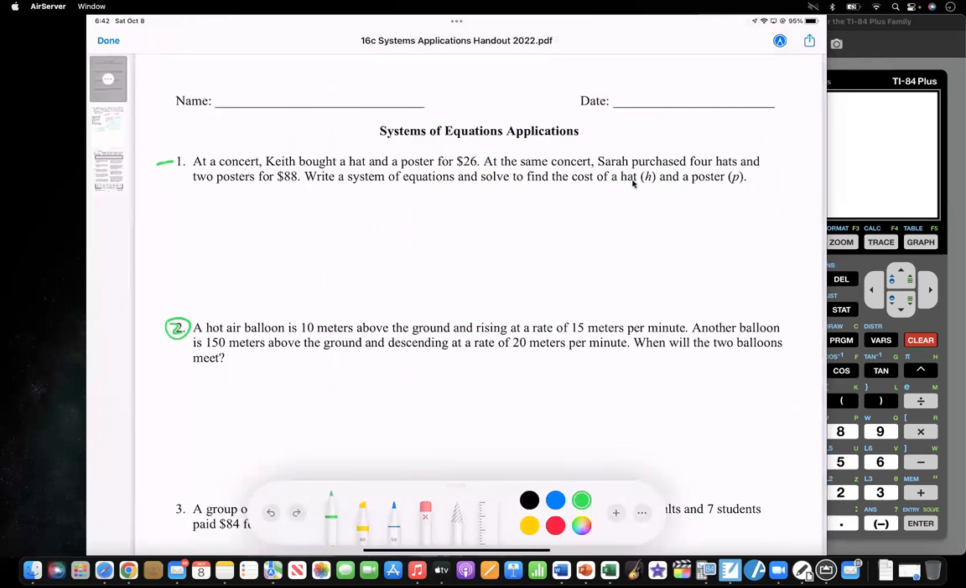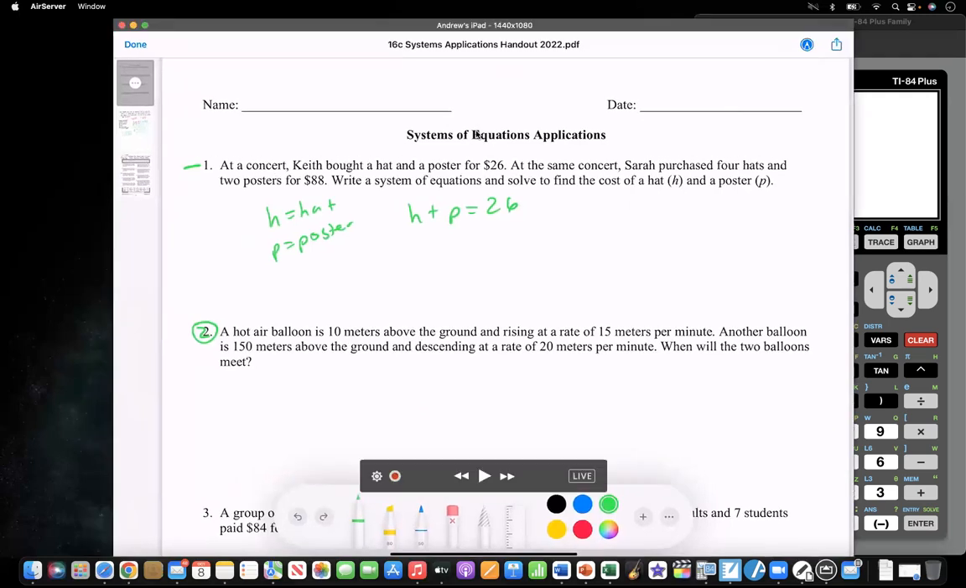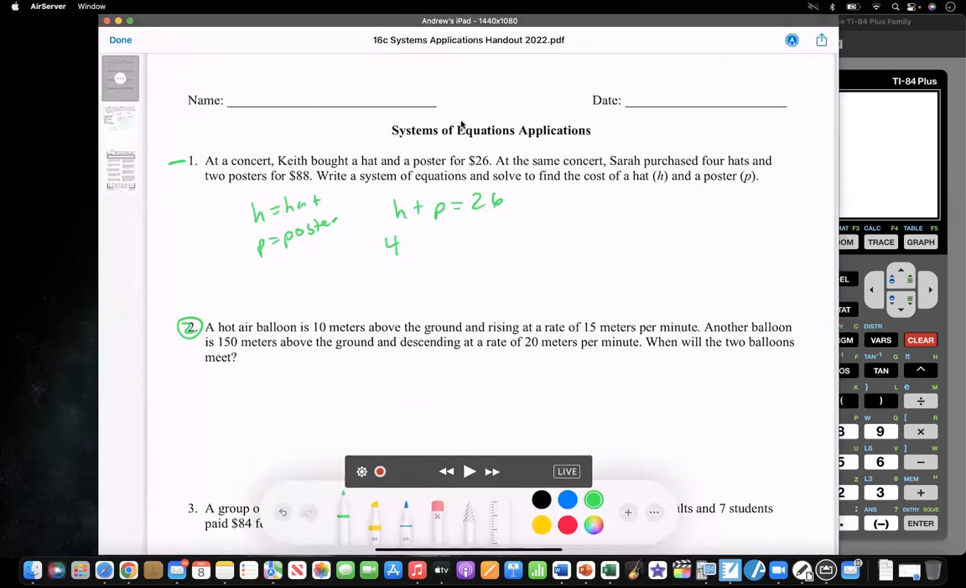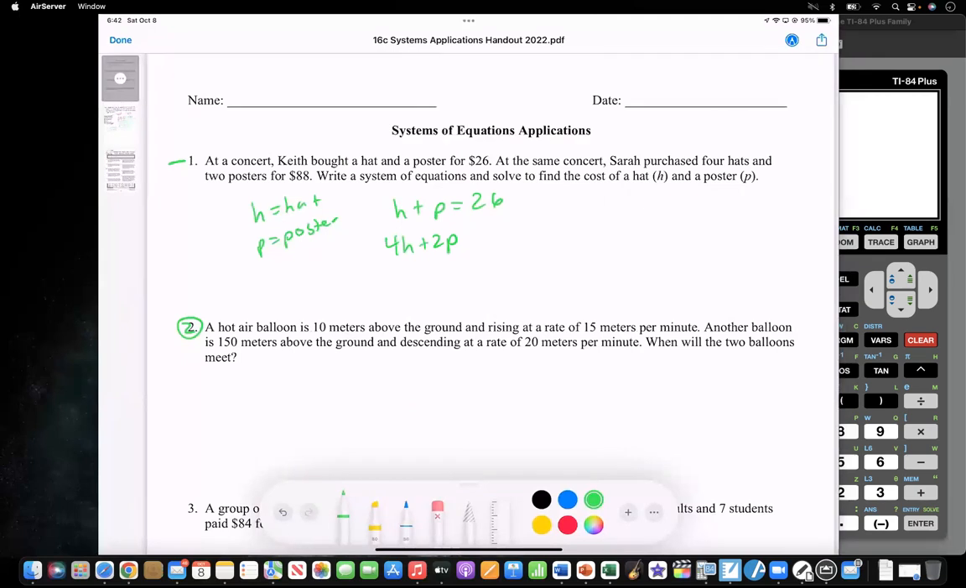Okay, so here it already tells me H is hat and P is poster. I would still recommend writing it, but we're using those letters. Okay, so it tells me Keith bought a hat and a poster, which means 1 hat and 1 poster, and that cost him $26. You could put 1 hat and 1 poster if you'd like, but not necessary. Sarah purchased 4 hats and 2 posters, and that cost her $88.